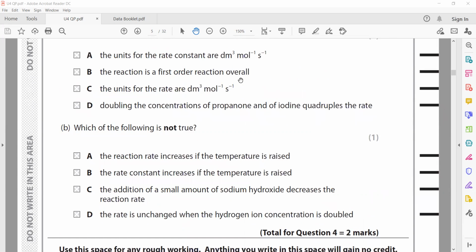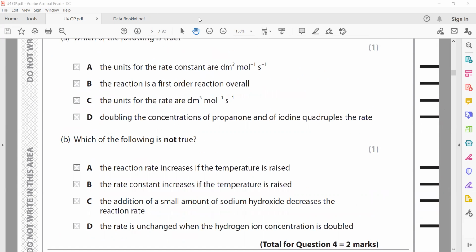The second one, which of the following? So for this one, as we check the statement, the first statement is true. That's why we did not check the overall. And which of the following is not true? Or which of the following is not correct?